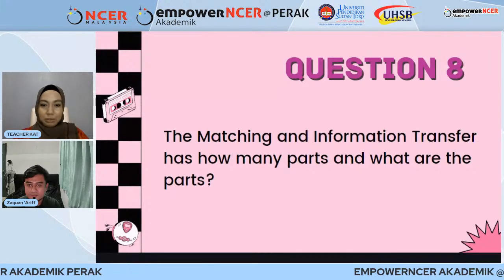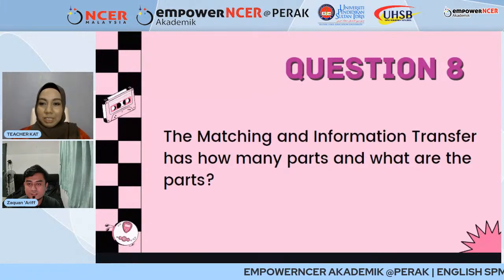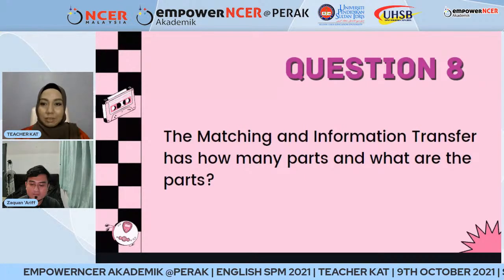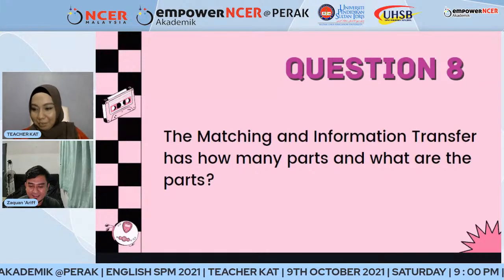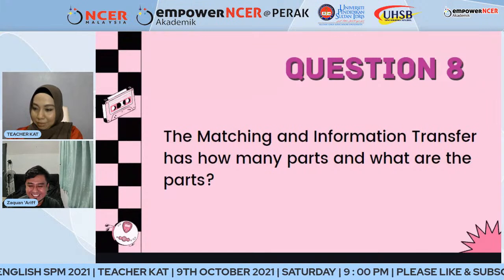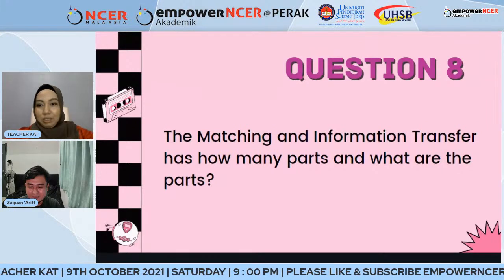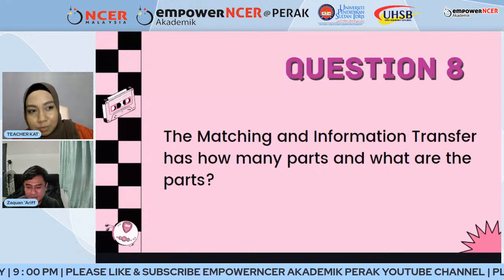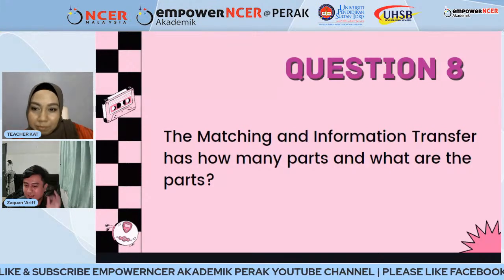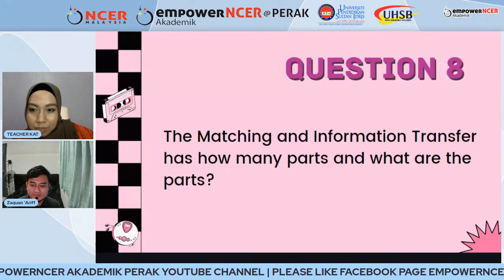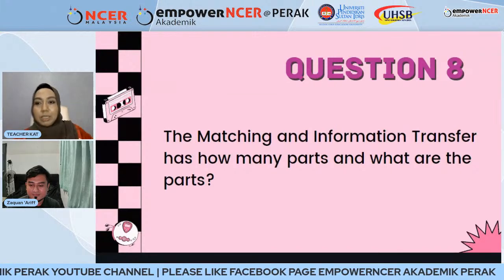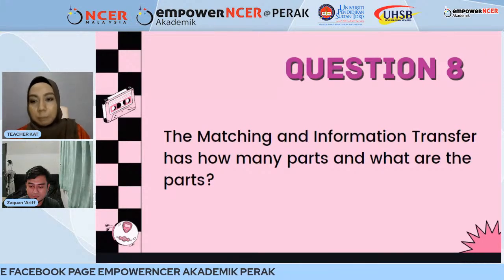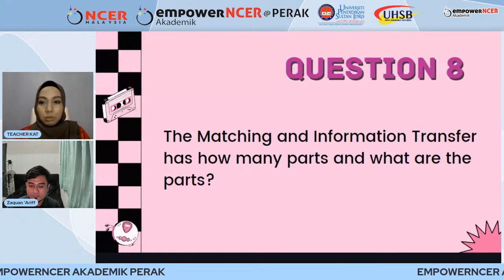Come on, guys. This one is easy. The name of the part is the answer. So I guess matching and information transfer. Some said meaning and word, but no, the part is actually matching. Okay, the first part is matching and the second part is information transfer. So Safia Zul Husni got this one correct.